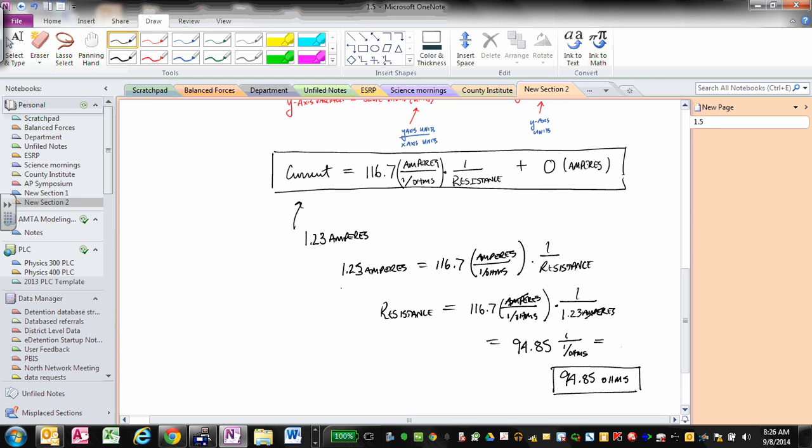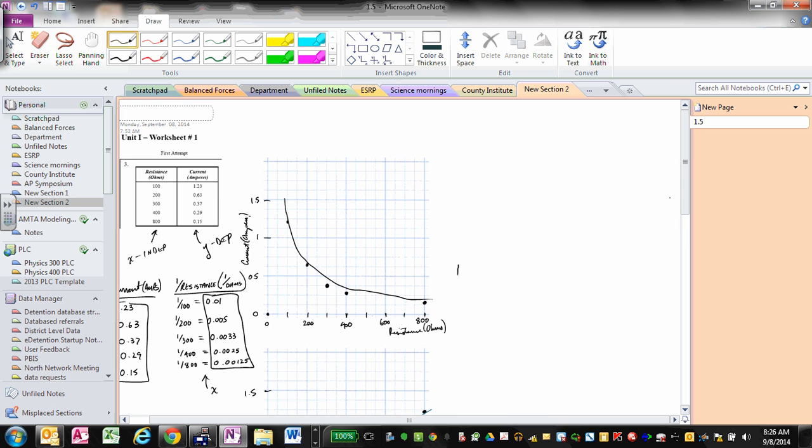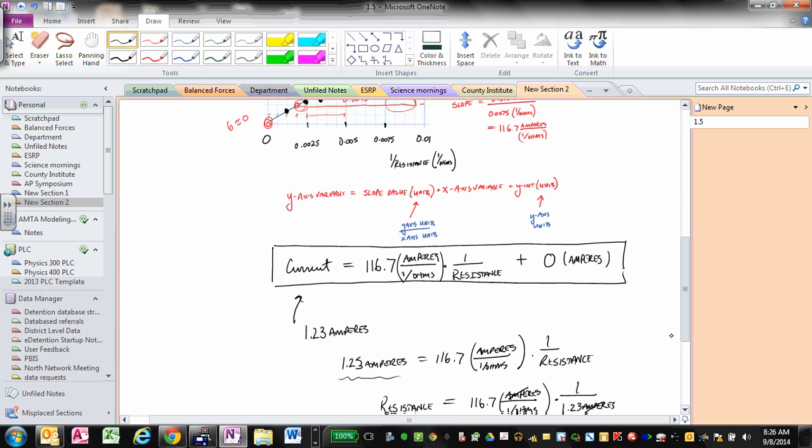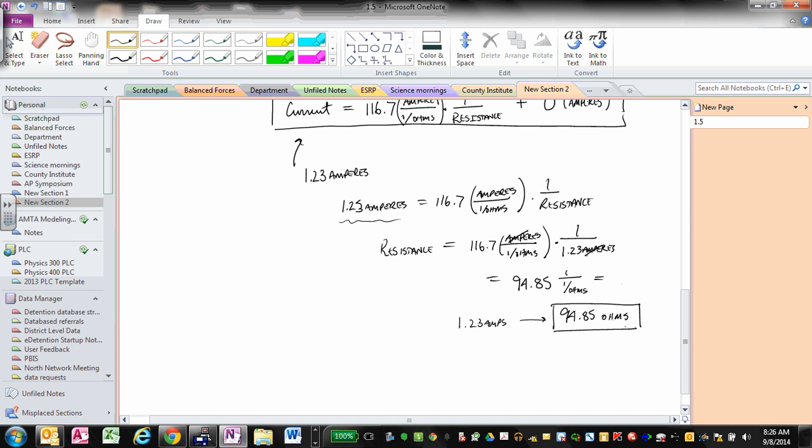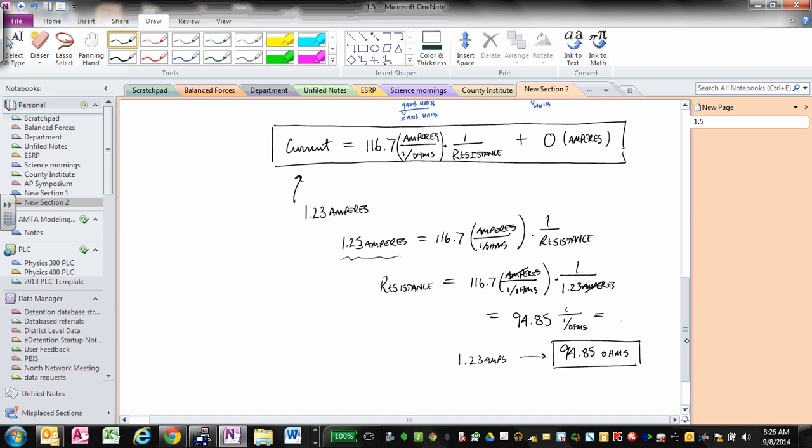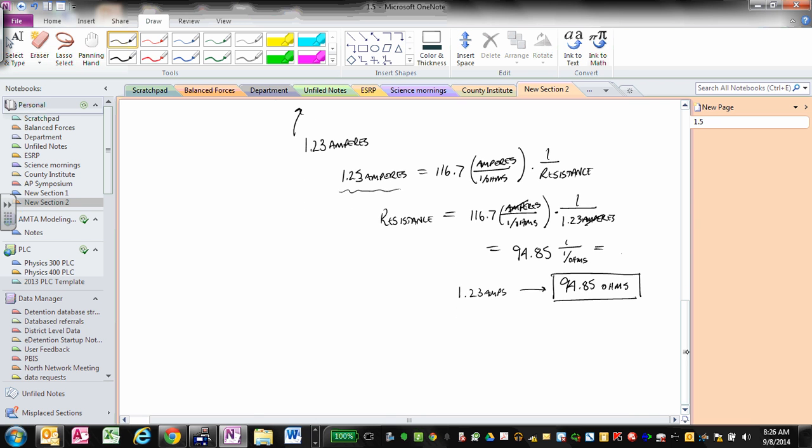Compare that 1.23 amps with a corresponding 94.85 ohms, and you'll see that's very close to what the original data set says. 1.23 amps here with 100 ohms compared to our 95. All right, and this is all done by hand, so you can see that this model is very good. If we could improve the accuracy of our slope calculation and our y-intercept, it would get even closer than it is. But note that it's very close. We're talking about maybe 5% error in this model that we did by hand. Okay, so that's the whole process of linearization.